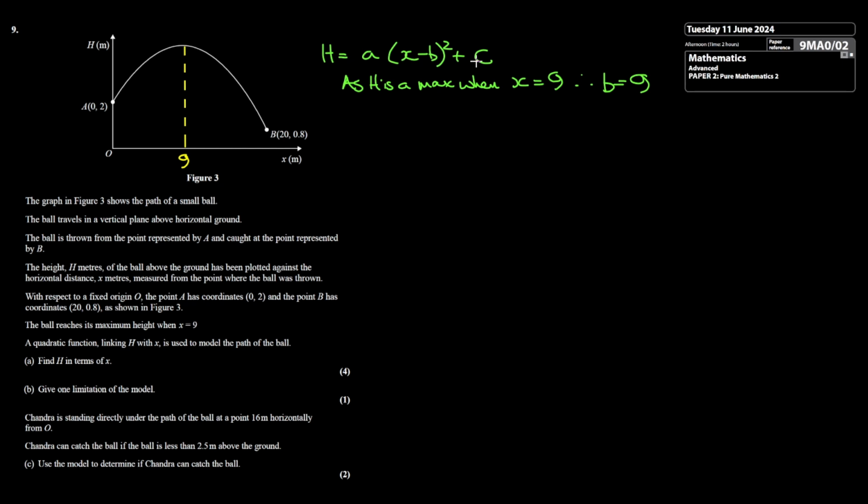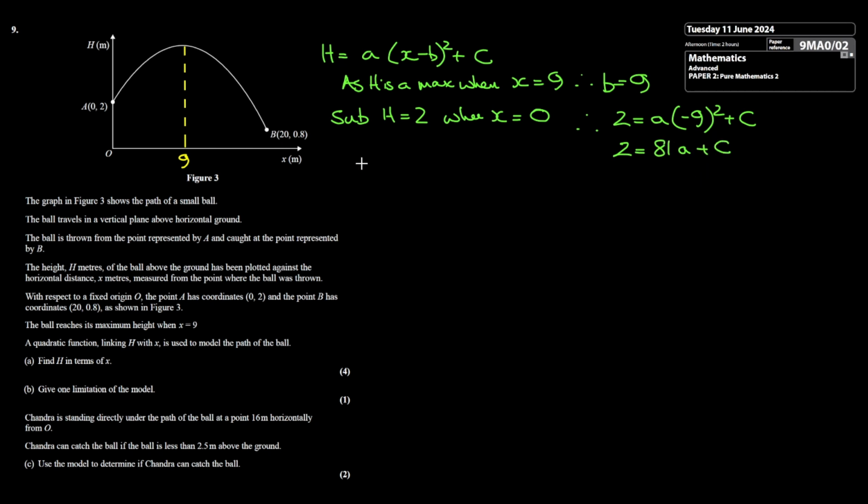So how do we work out a and c? Well, a and c we can work out using the 2 points we're given. So if we sub that h is equal to 2 when x is equal to 0, let's see what we get. So plugging these two values in, we get that 2 is equal to a, b is 9, x is 0, so this is negative 9 squared, plus c. Simplifying that a little bit, I get that 2 is equal to 81a plus c.